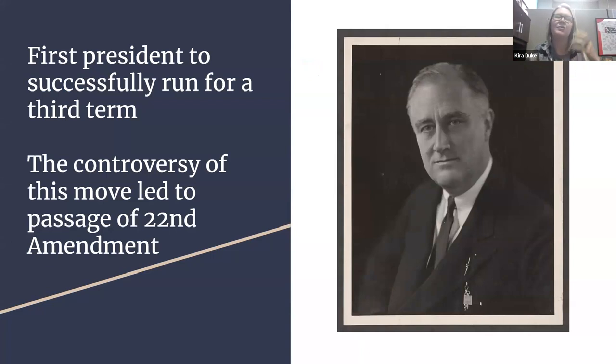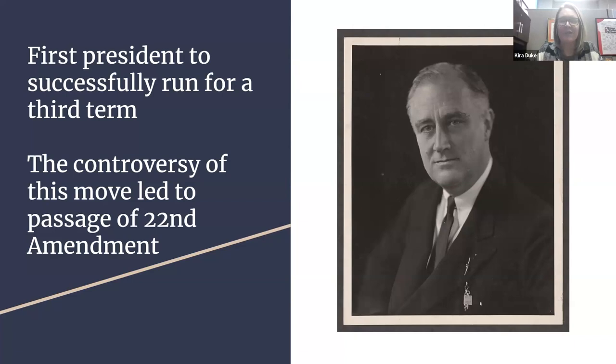Oftentimes we talk about how George Washington set this precedent with his farewell address of only serving two terms and then walking away. Thomas Jefferson reinforced that. But then we actually had some presidents in the middle of the 19th century who tried to run for a third term. This includes Ulysses S. Grant, James Garfield, Grover Cleveland, and of course, Theodore Roosevelt. What's interesting about all of those cases is that it was their parties that prevented them from successfully running for a third term. Every one of them could not get party support to do that.